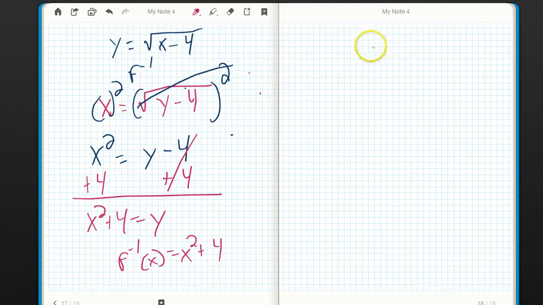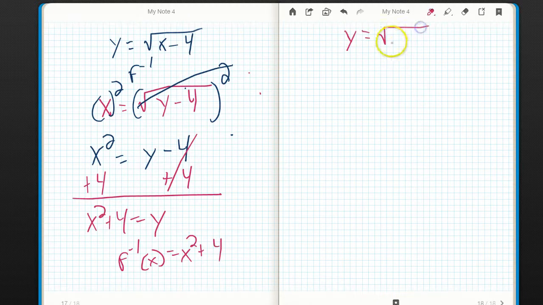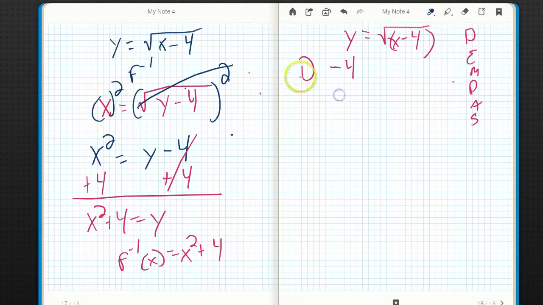Now let's do the verbal way. The first thing we're doing to x is subtracting 4. We're not taking the square root of it first. Imagine there's a little parenthesis in here, and you have to remember PEMDAS: parentheses first, then exponents, then multiplication, division, and addition, subtraction. So the first thing we are doing is subtracting 4. The second thing we are doing is taking the square root of it.